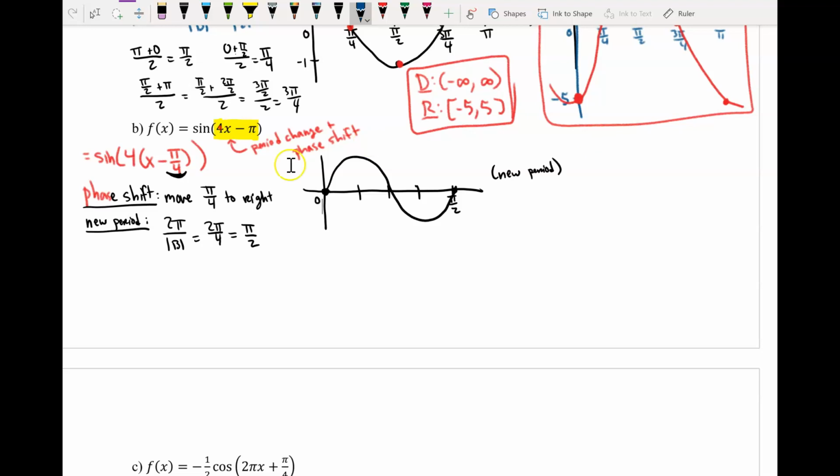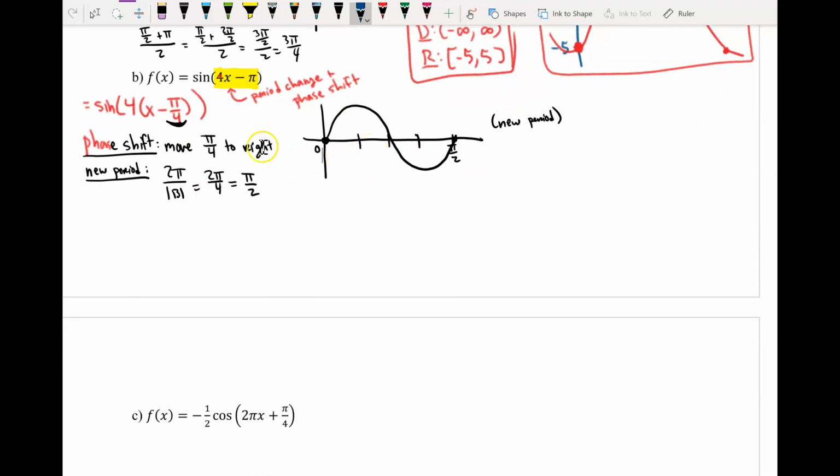And now what I got to do is the phase shift, right? Because not only did I compress this, but I'm also shifting this pi over 4 units to the right. So what's happening? Everything's going to be shifted over pi over 4 units.